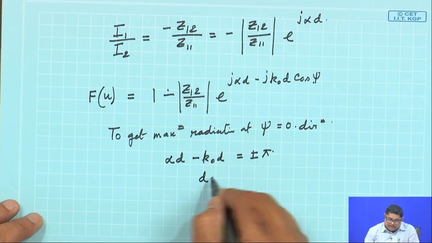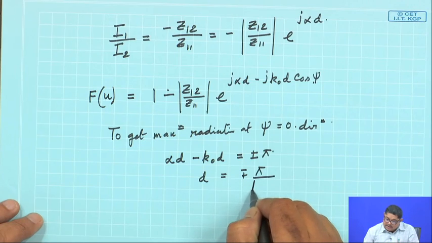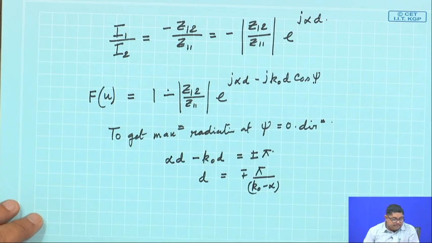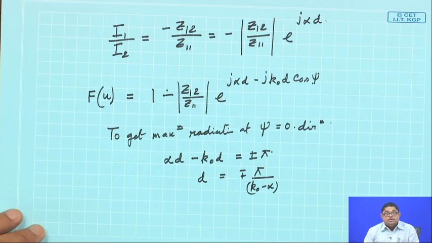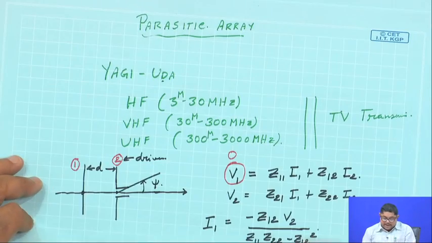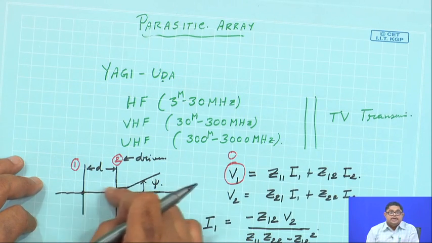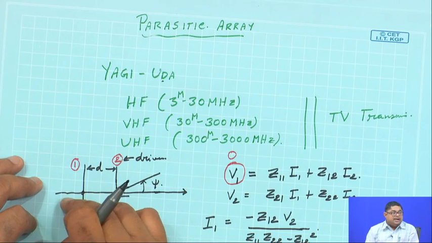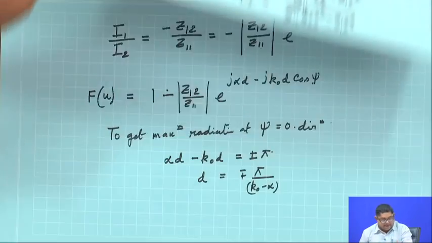So, that gives me d is equal to minus plus pi by k naught minus alpha. So, if we choose D like this, we can get maximum radiation in this direction. Also, if we now impose that we want it to have maximum here, and in the back direction it should have a null.